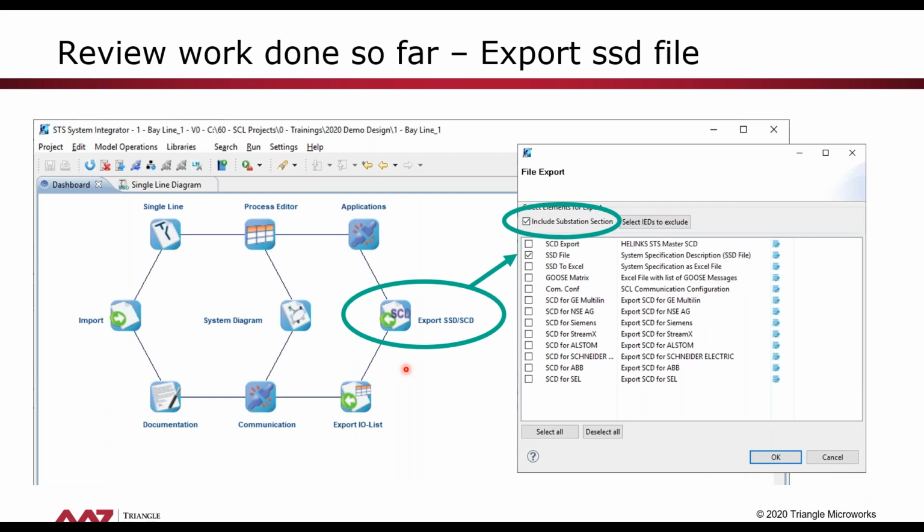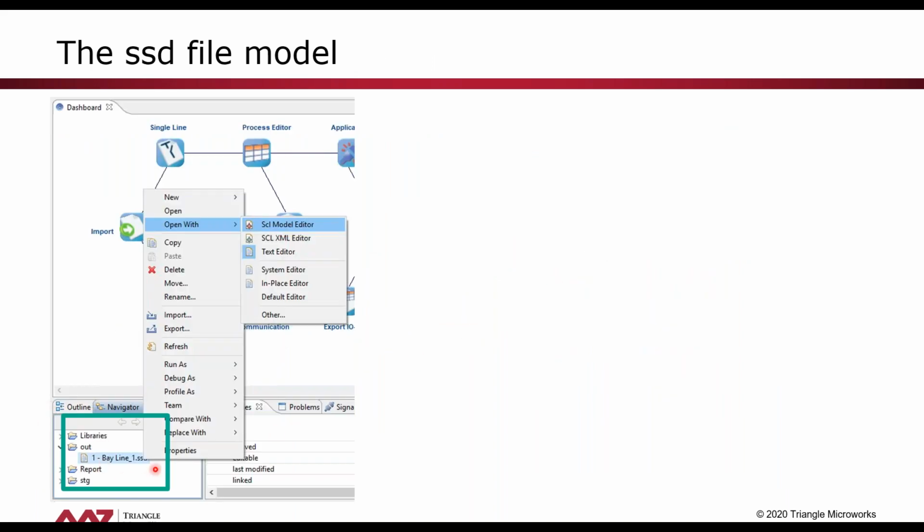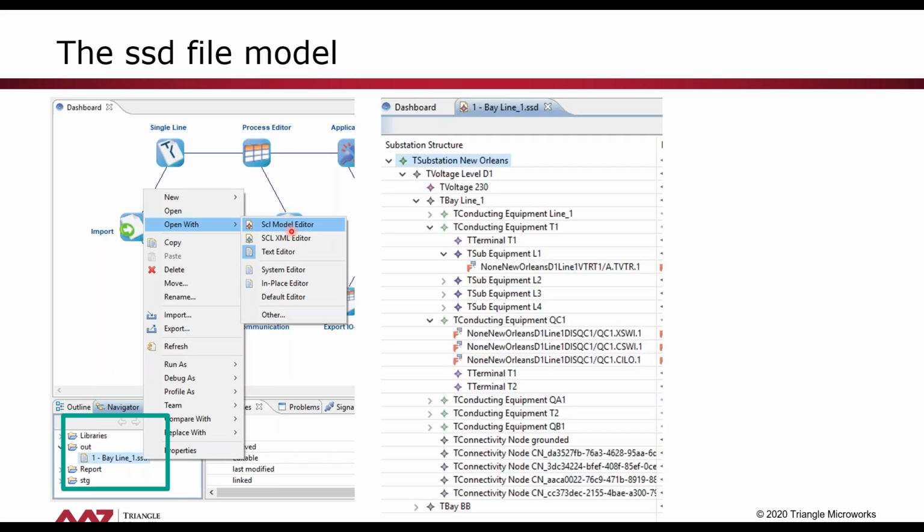And if we now want to see what we already have produced, we select from the tool export a file. We include a substation section. We export an SSD file. And then our tool provides us a little navigation window where we can open the file that has been created. We can open it either with an SCL model editor, which shows us the model that we have created as a hierarchy. All these models are hierarchical.